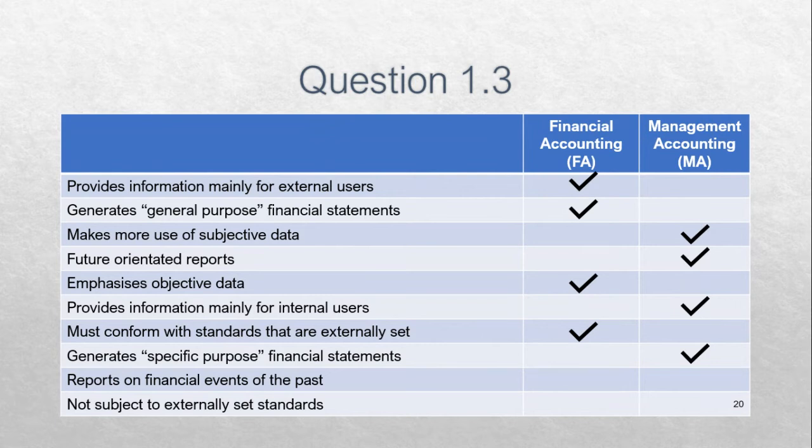Okay, who reports on financial events of the past? Who do you think reports on historical data? So financial information of the past is historical data. Okay, so that's correct. You said it's financial accountants. Yes. Who is not subject to externally set standards? It's your management accountant. That's correct.